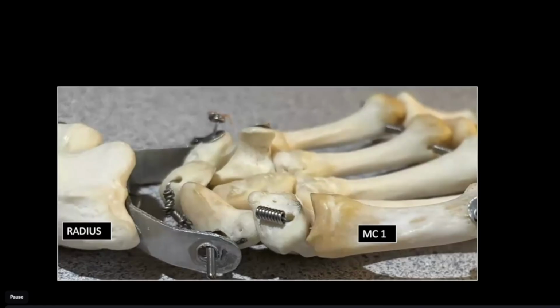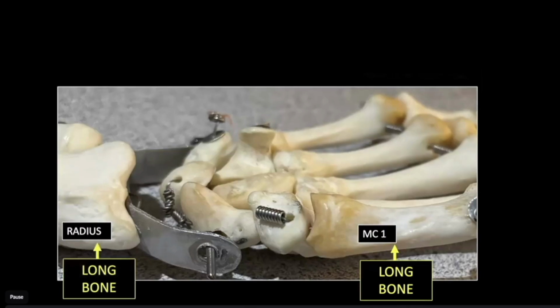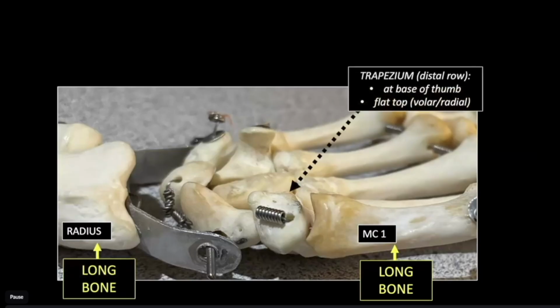This is an image of our skeleton in our department. I have named him Stan the man. He's been very helpful for teaching, and I thank him every day for his contribution to teaching. This is Stan's wrist and part of his hand. You can see a long bone here, the first metacarpal, another long bone, the radius. The trapezium at the base of the thumb on the volar radial side has a flat top, and the scaphoid is in the proximal row.